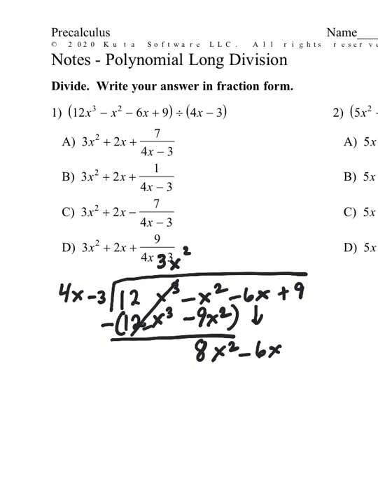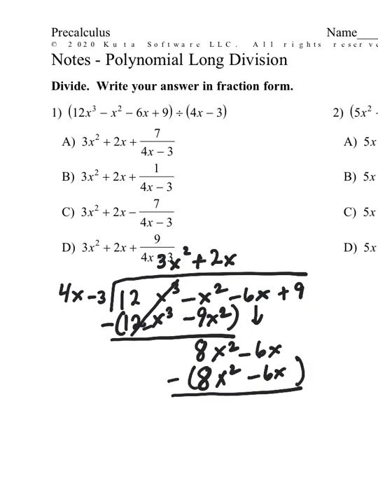And then you ask, what do you multiply 4x by to get 8x squared? In this case, it's going to be 2x. 2 times 4 gives you 8. x times x gives you x squared. And then 2x times negative 3 gives you negative 6x. You're going to go ahead and subtract.